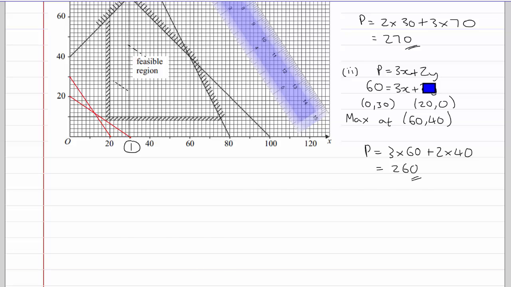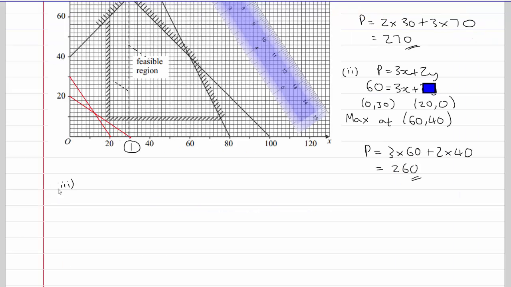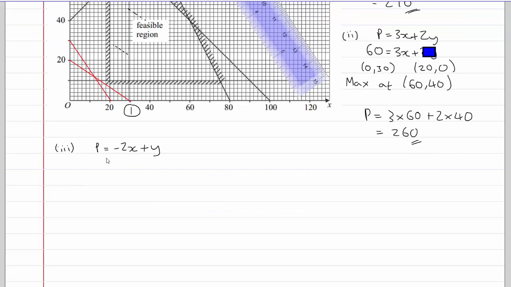The third one is a little bit different. We've got to find the minimum value this time of minus 2x plus y. For this objective function, because we have a negative here, it will be difficult to draw using the cover-up method because we'd end up with negative values in the coordinates. So instead, we're going to think about the gradient and intercept for this.